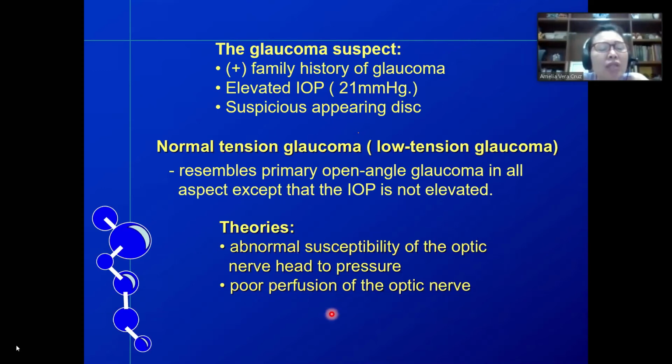It may be due to the abnormal susceptibility of the optic nerve head to that particular pressure, kahit ganyan na siya kababa. Or due to the poor perfusion of the optic nerve. This one talaga is the ischemic theory na. Okay? Next.